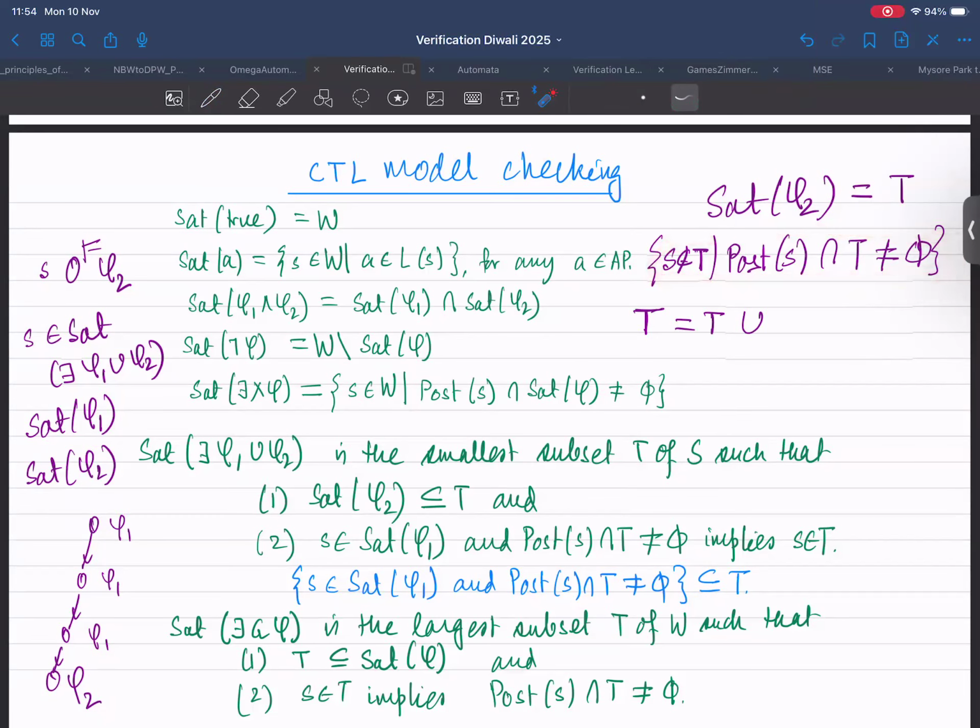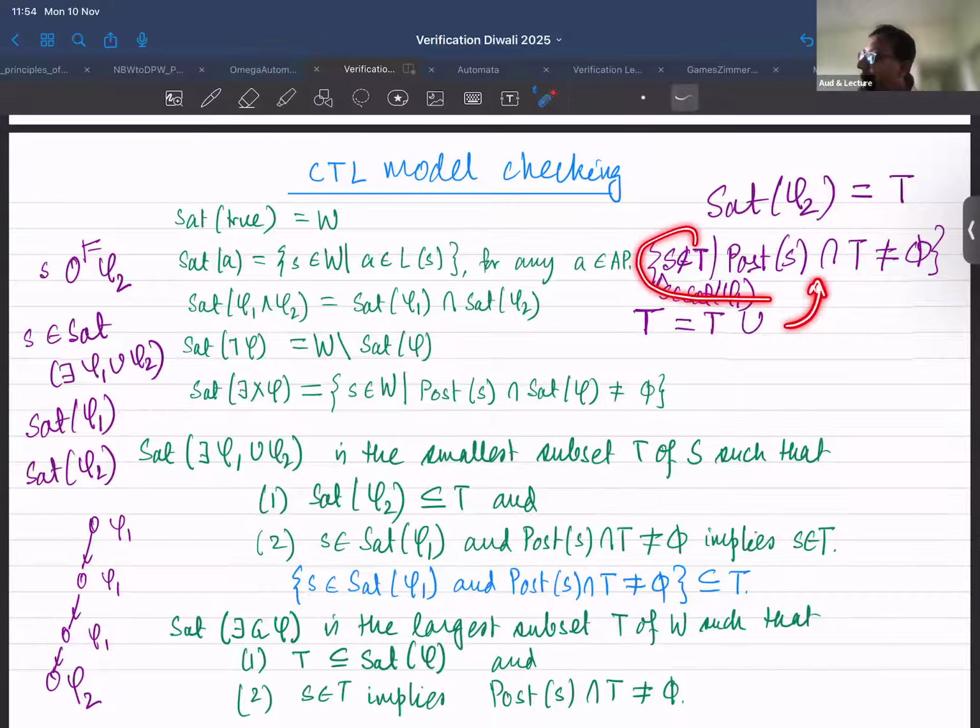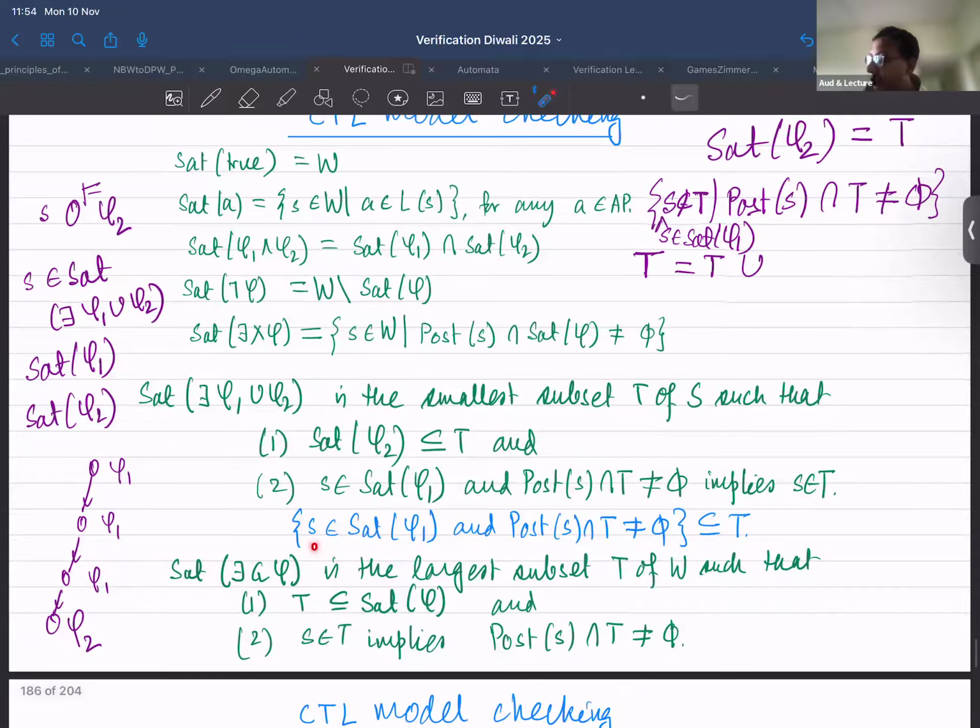So it should satisfy phi 1. Yeah, it should also satisfy phi 1, you are right. And S belongs to sat of phi 1. Yes. Okay. S belongs to sat of phi 1, post S intersection T not equal to phi. So you should increase the set T by taking union with such set. Okay. So this is what we are doing. So I think this is what it says, that S belongs to sat of phi 1 and post S intersection T not empty.